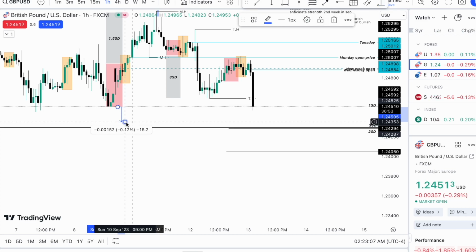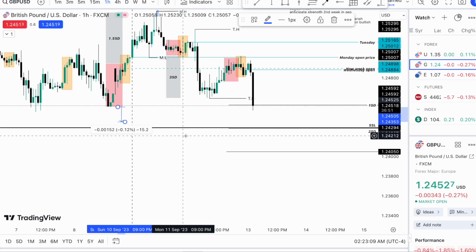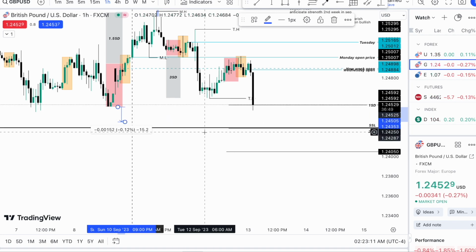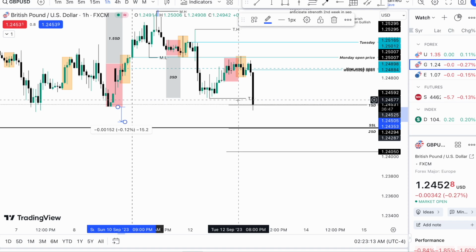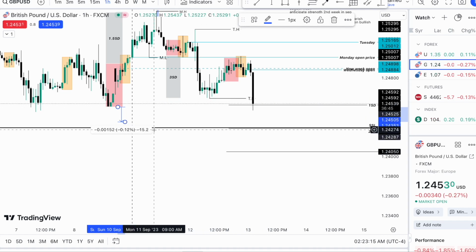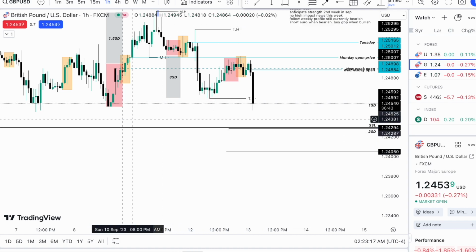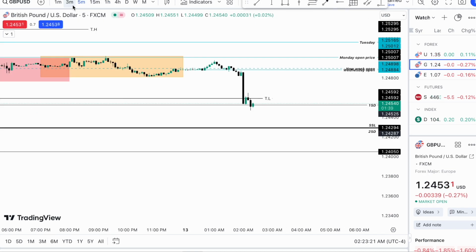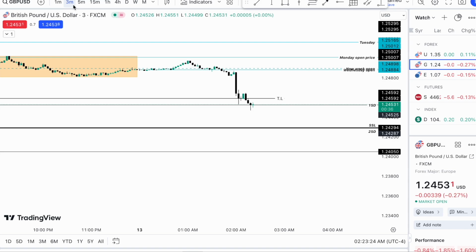Yeah, price could come down all the way down here, so that'll be within our 1 to 2 area. But we'll just drop to a smaller time frame to get a little closer to price to see exactly how it's trading.